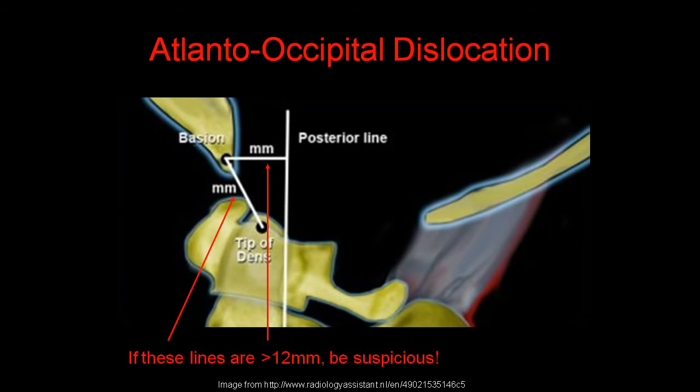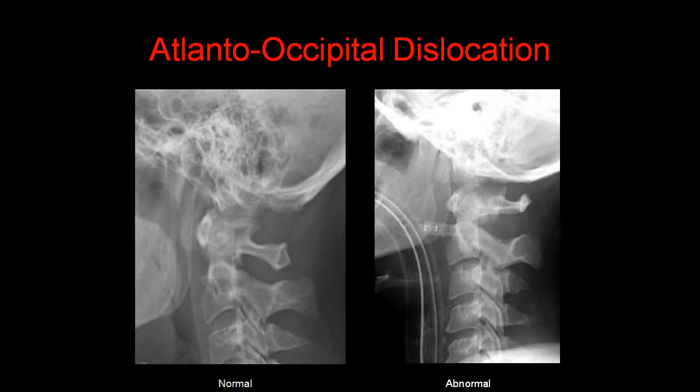So here we see the posterior axial line and the basion dental interval. If these are greater than 12 millimeters, be suspicious. Here's an example of a patient with atlanto-occipital dissociation. On the left, the C1-C2 relationship is normal, and on the right we can see that the entire head is dislocated anteriorly in relation to the C1-C2 vertebral bodies. The posterior axial line and basion-axion intervals are increased in this case.